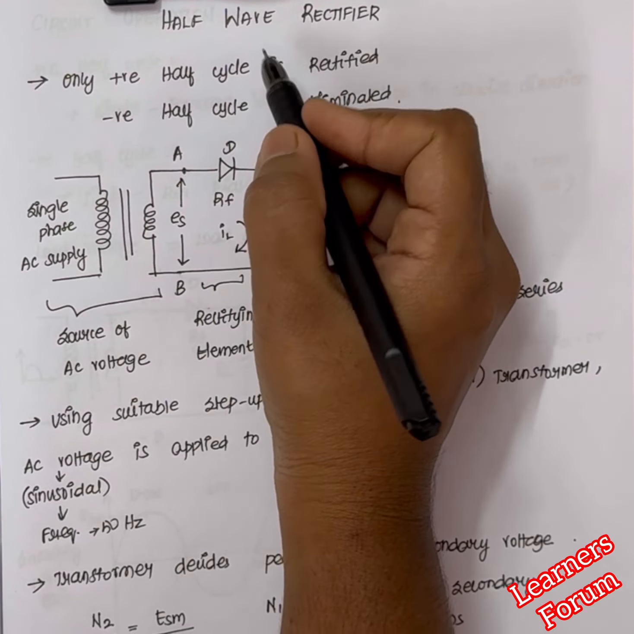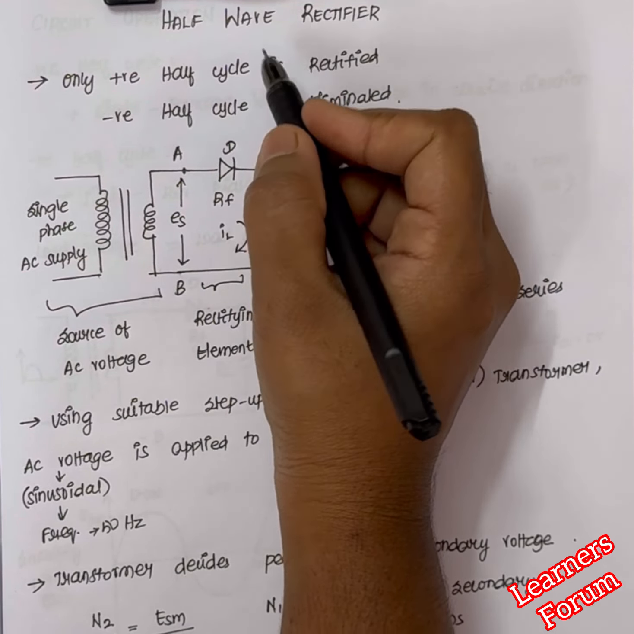So when we consider the two cycles, positive half cycle and negative half cycle, in a half wave rectifier only the positive half cycle will be rectified. That is, only when we have the positive half cycle will the respective AC be converted into pulsating DC, whereas in the negative half cycle the signal will be simply eliminated. So we will have the rectification process in one half of the cycle.